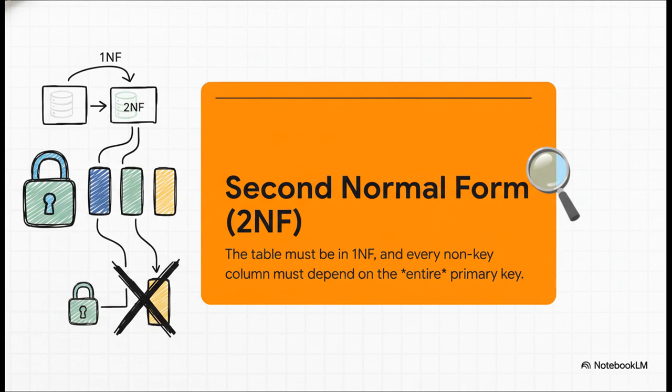The rule is this. Every other column in the row must depend on the entire primary key, not just a part of it. This gets rid of what we call partial dependency.